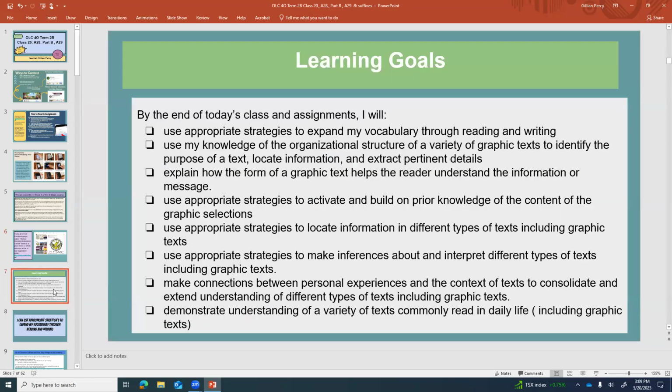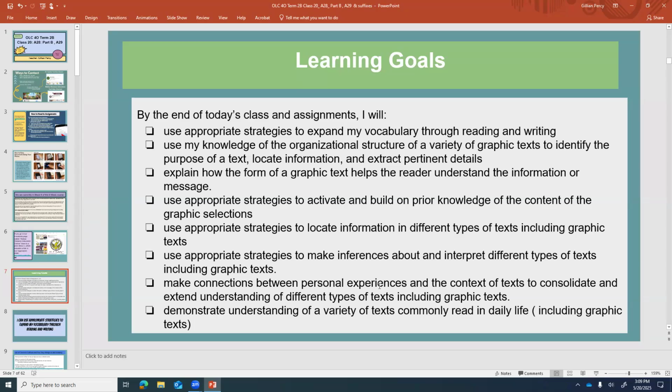All right, moving on to our learning goals. Lot of learning goals today. Oh my goodness. All right, so we are going to use appropriate strategies to expand your vocabulary through reading and writing. Use your knowledge of the organizational structure of a variety of graphic texts to identify the purpose of a text, locate information, and extract pertinent details. Explain how the form of a graphic text helps the reader understand the information or message. Use appropriate strategies to activate and build on prior knowledge of the content of the graphic selections.